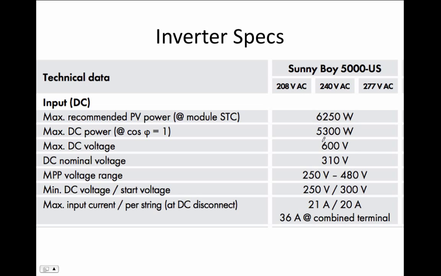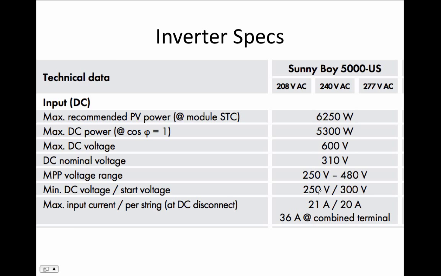And you can see that the maximum DC voltage that you can have for the system is 600 volts. The nominal voltage is 310. And for this maximum power point voltage range, if the voltage is between 250 and 480 volts, it can track the maximum power point across those voltages. And it won't start until it gets up to about 250 volts. It won't start to collect any energy.